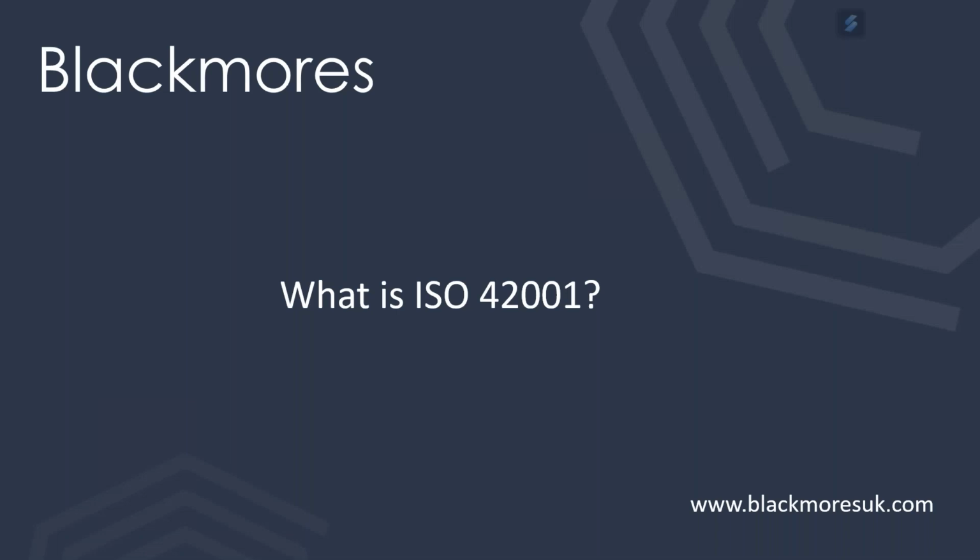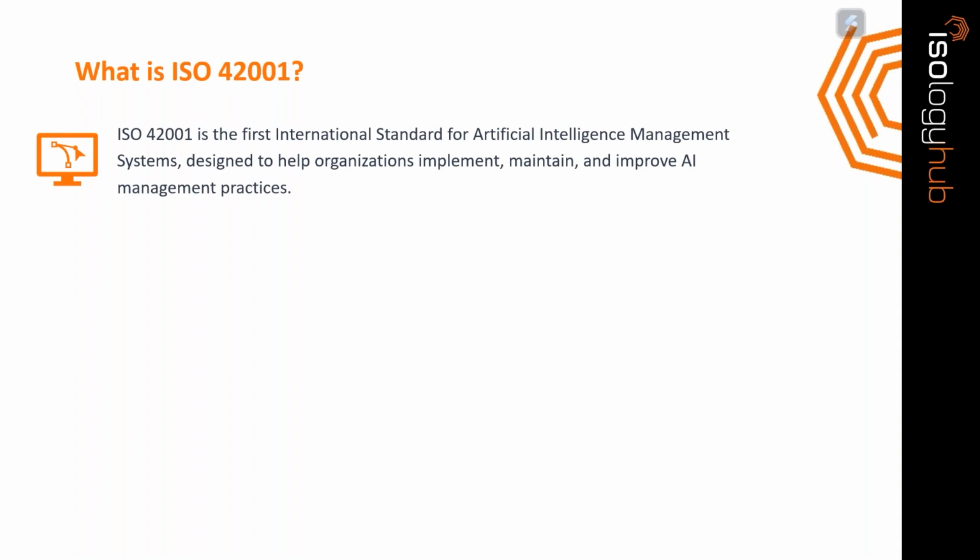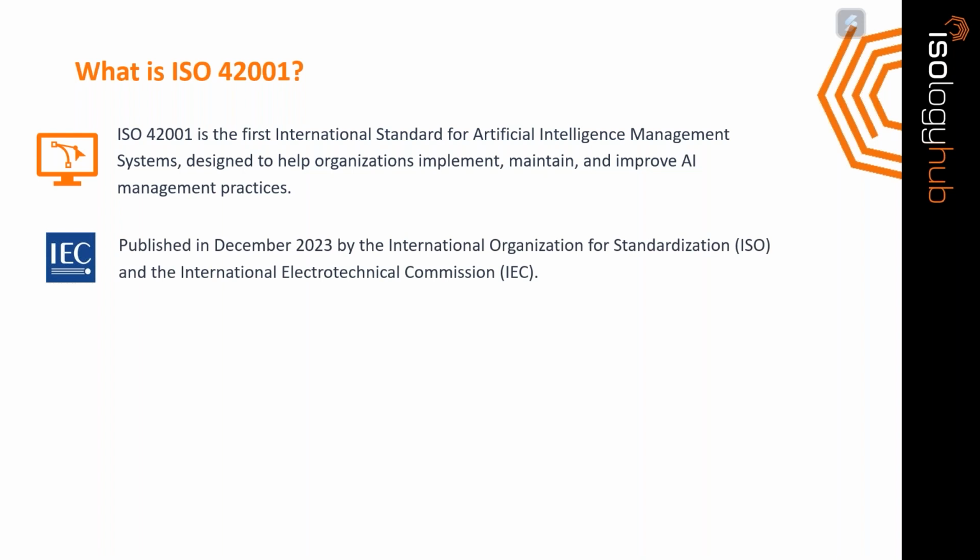So let's take a look in a bit more detail at ISO 42001. So 42001 is the first international standard for artificial intelligence management systems. So it's been designed to help all types of organisations to implement, maintain, and improve AI management practices. It's been published not just by ISO, the International Organisation for Standardisation, but also the IEC, which is the International Electrotechnical Commission. And it's a very new standard. It only came out in December 2023, so just a few months ago.